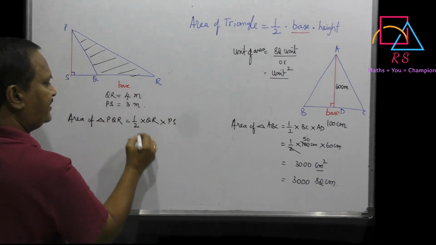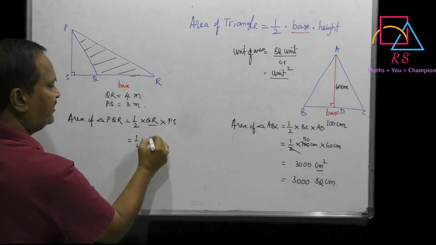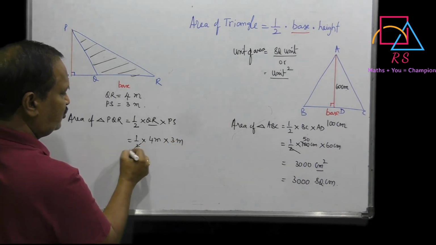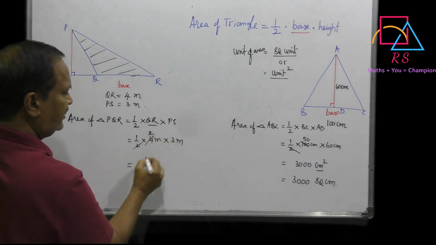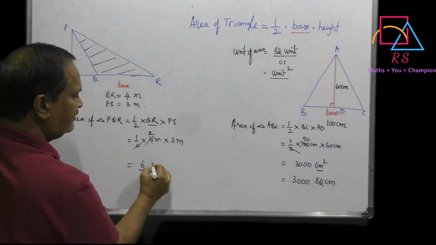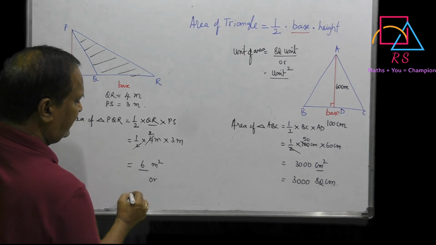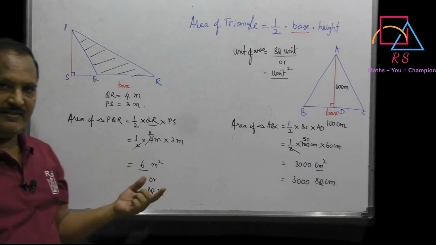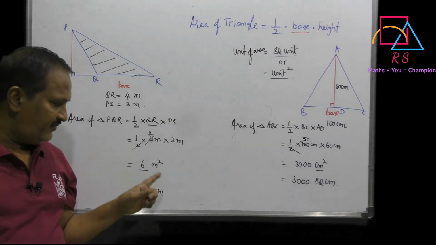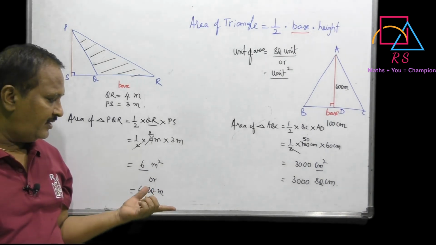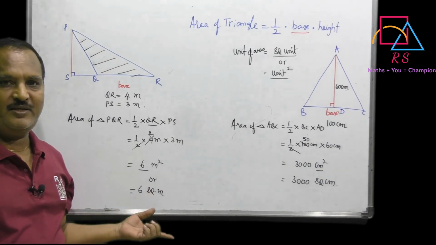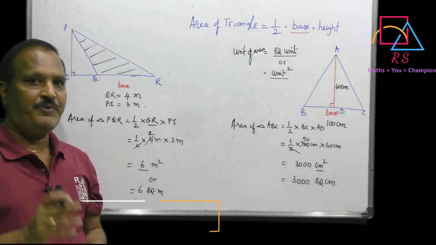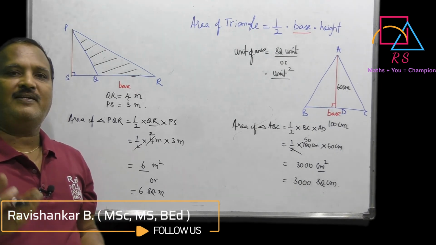So now QR is given how much? 4 meters into PS is 3 meters. So this 2 will get cancelled, 2 times. 2 3s are 6. Meter into meter, meter square. Or you can write 6 square meter. Any way you can write. You just check your textbook. In the textbook, if it is written meter square, write meter square. If it is written square meter, you can write square meter. This is how to find out the area of a triangle. I hope you have understood. Let us see you in the next video.